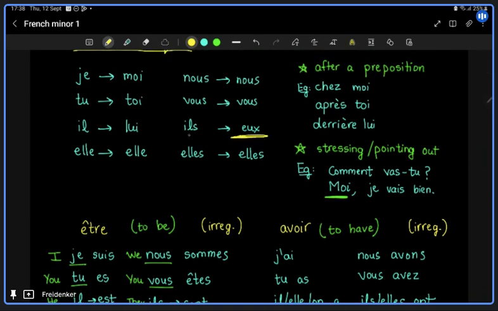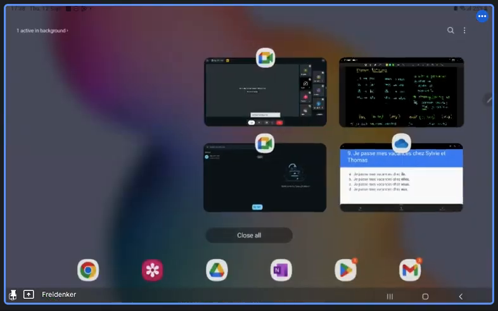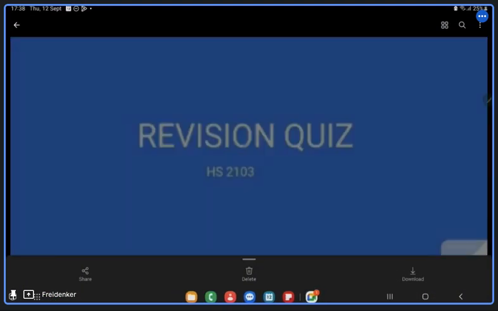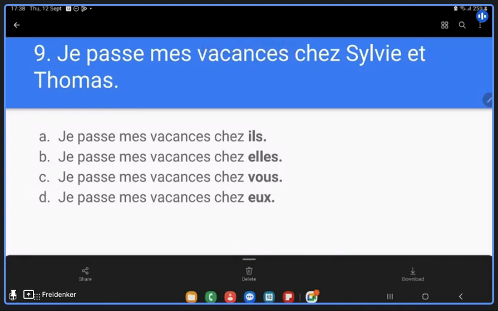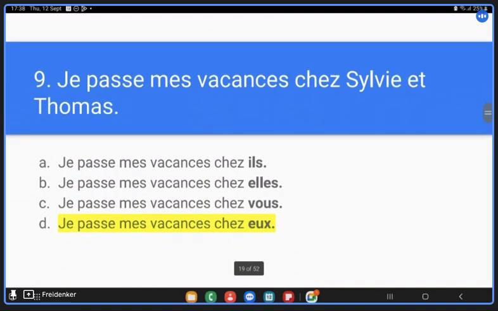Why am I not writing ILS? Why am I writing EUX? Because after the preposition, you're supposed to use phonotonic. I wrote it here. After the preposition, you're supposed to use phonotonic. That is why the answer will be option D. D will be the answer. Je passe mes vacances chez eux.